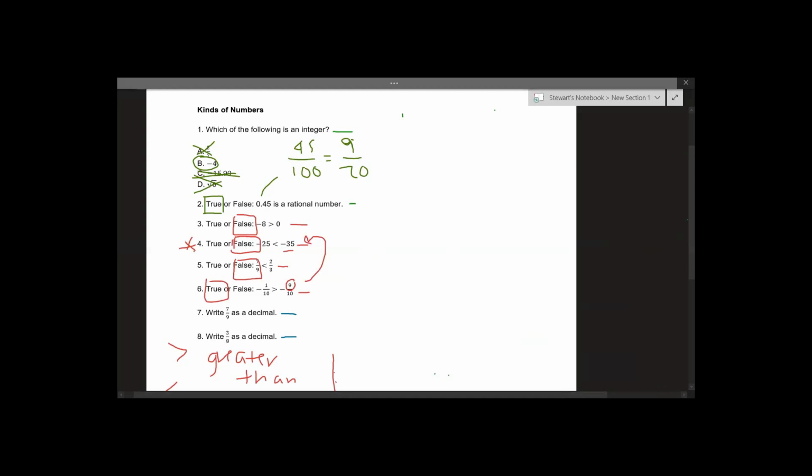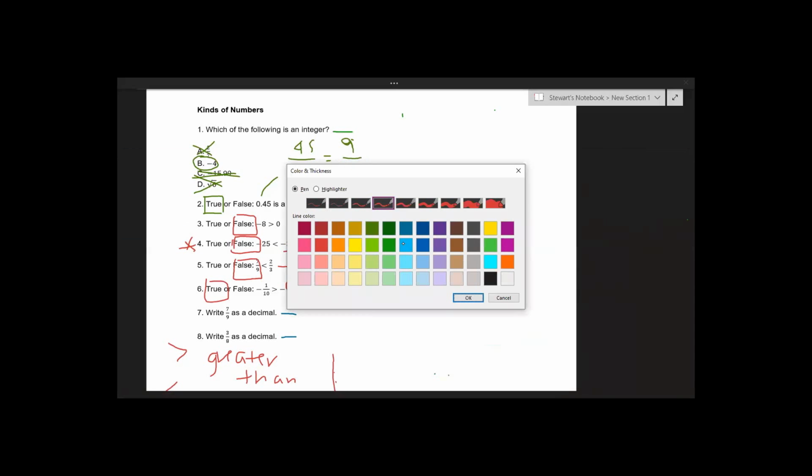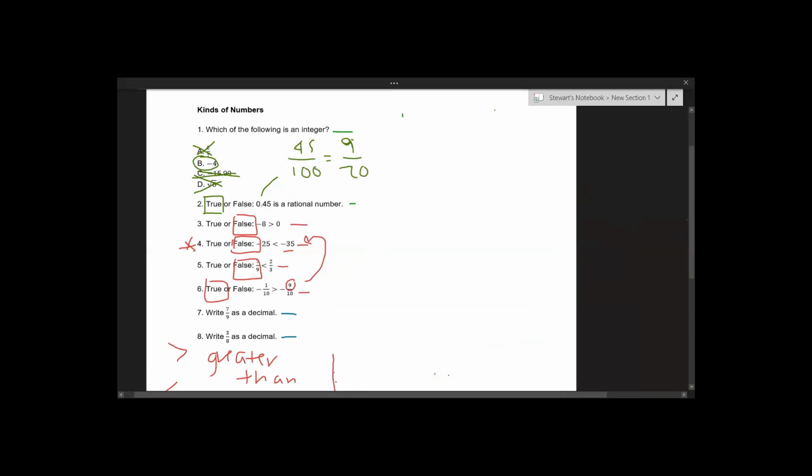Okay, and now we are going to talk about, in blue, I'm just going to make it light blue in case they go off the edge, and I want to make sure we can still see what's going on. For 7 and 8, we are talking about fractions to decimals.